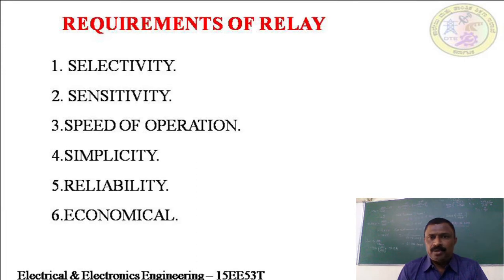So whether it is primary protection or backup protection, the relay should have some basic requirements. These are the basic requirements for any protective relay: one, selectivity, then sensitivity, third, speed of operation, fourth, simplicity, fifth, reliability, and sixth, economical. So these are the requirements for all types of relays.